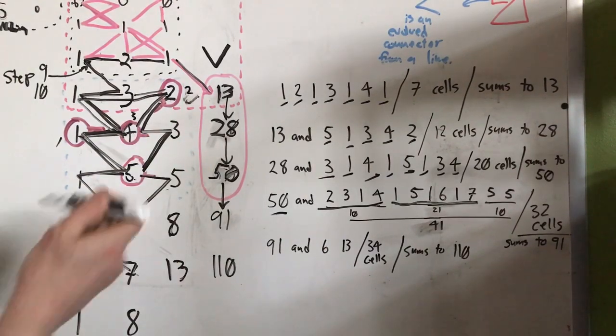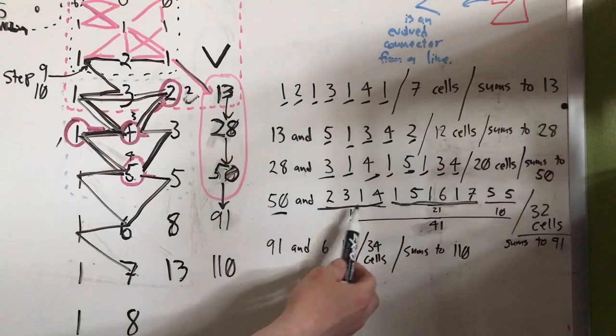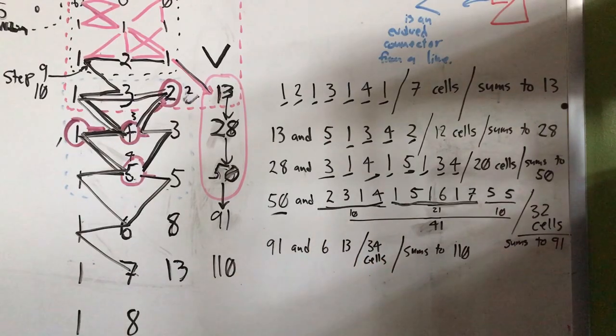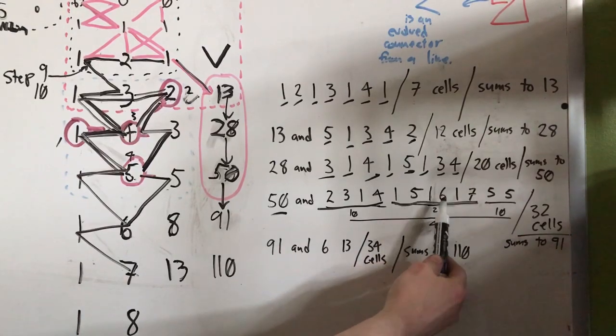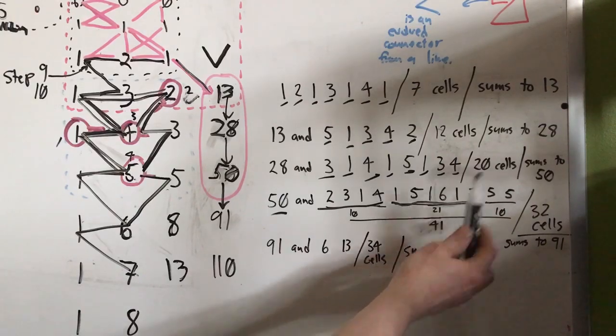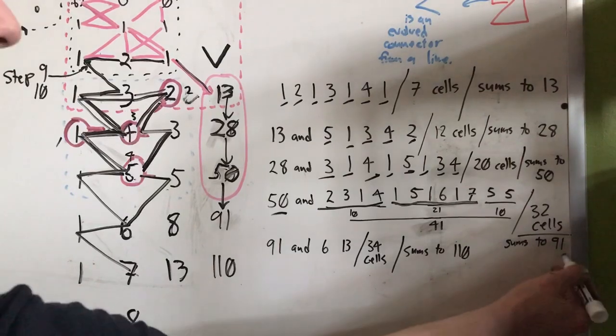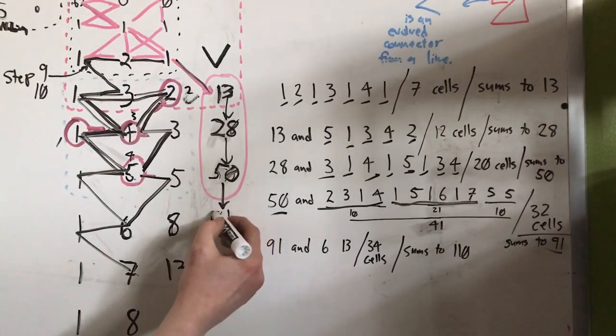So the 4th place we ended is here. If you take these numbers, 2, 3, 4, that's 10. Or 1, 2, 3, 4 sums to 10. 5, 5 sums to 10. And then you have an 11 and a 7, which is 18, 19, 20, 21. 21, 10, 10 is 41. 41 and 50 is 91.